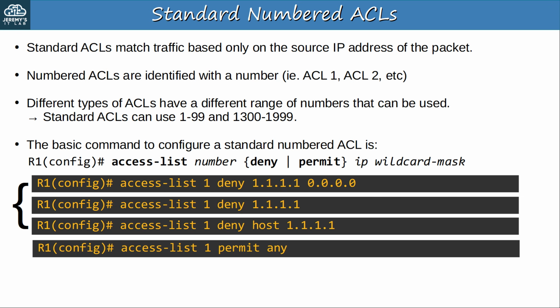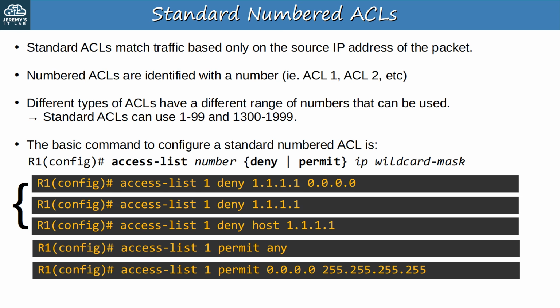Now, here's a quiz. The any keyword is convenient, but how can we specify an IP address and wildcard mask that has the same effect? Pause the video and think about it. What IP address and wildcard mask matches all addresses? Okay, the answer is 0.0.0.0 255.255.255.255, which is 0.0.0.0/0, and matches all addresses. So these two options are exactly the same.